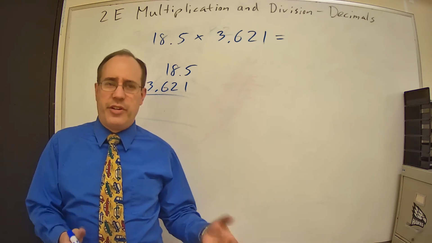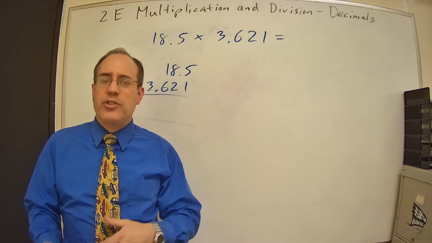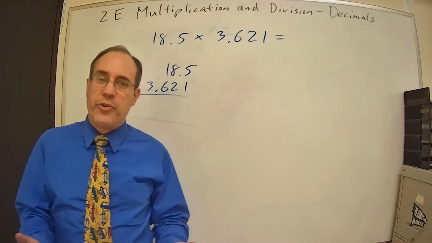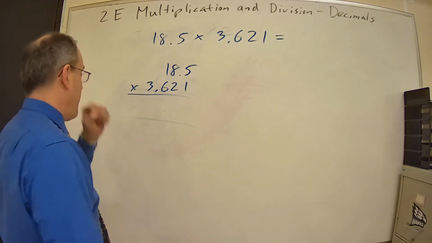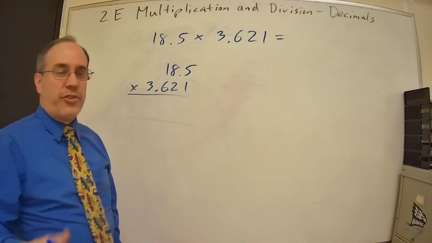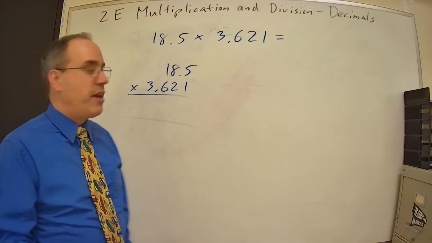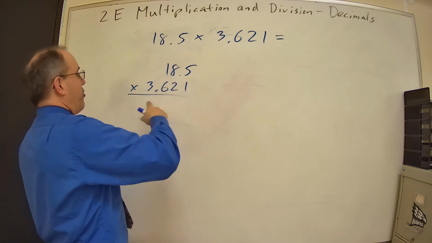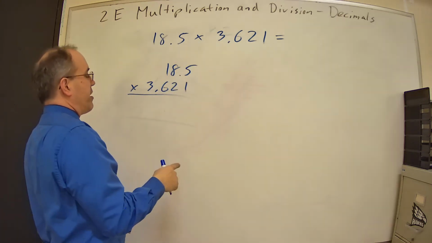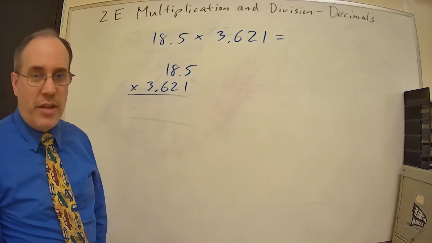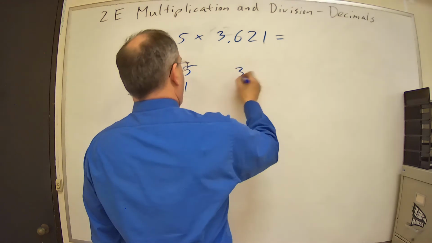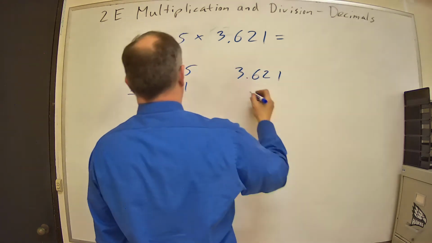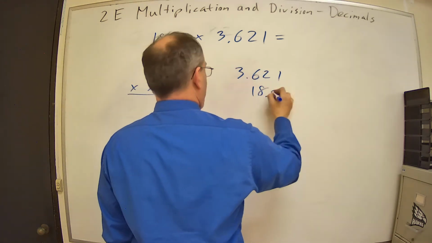Same thing with addition. 3 plus 2 is 5, 2 plus 3 is 5. Doesn't matter which order you add in, doesn't matter which order you multiply in. But sometimes it's easier to multiply one way than the other. So I look at this and I go, yeah, that's what it says there, but in my opinion, it's easier to multiply it as 3.621 times 18.5.